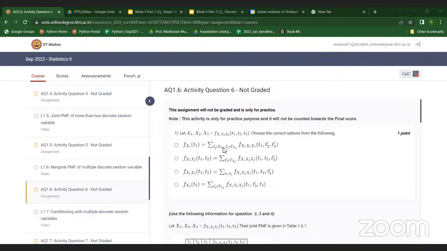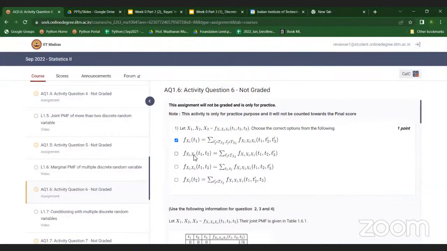Imagine it like this, I don't want to complicate it. We just need to sum it over all the unwanted variables. Since you want the marginal distribution of fx1, we should sum it over all the values of t2 and then t3. So the first option is correct.